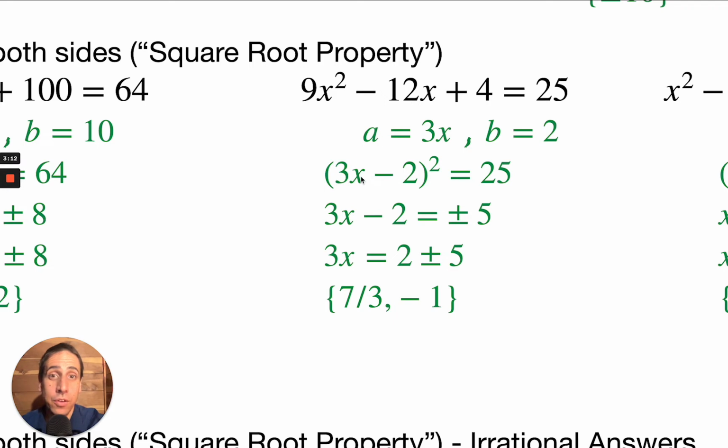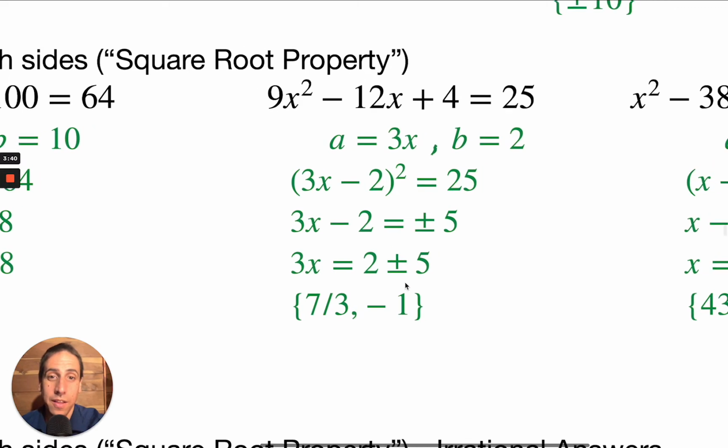Boom. You can use the formula 3x minus 2, because a is 3x and b is 2. We want to make sure we use subtraction here, because this is a minus 12x. So squared, you get 3x minus 2 squared is equal to 25. Taking the square root of both sides, you get 3x minus 2 is equal to plus or minus 5. Adding 2 to both sides and dividing by 3, 2 plus 5 is 7, divided by 3 is 7/3. 2 minus 5 is negative 3, divided by 3 is negative 1. And that's how you get that.